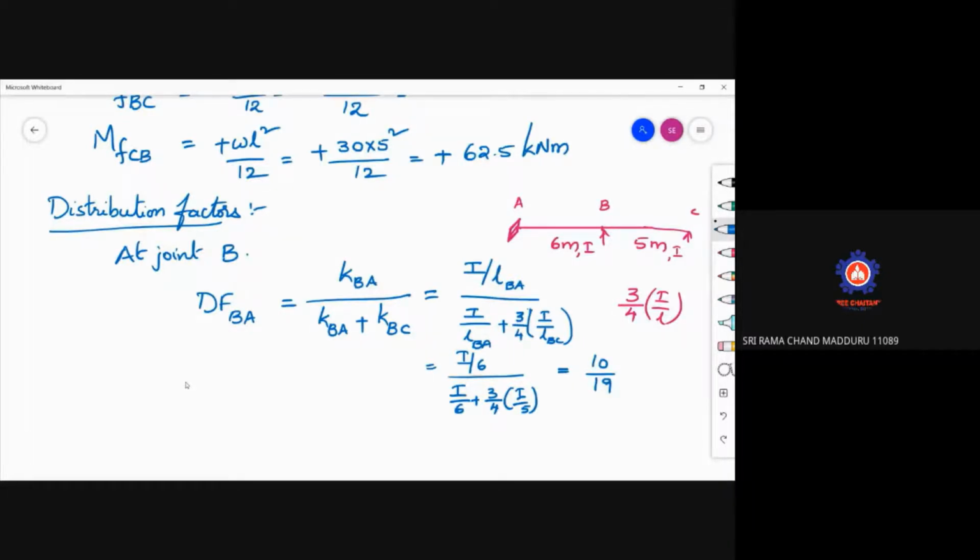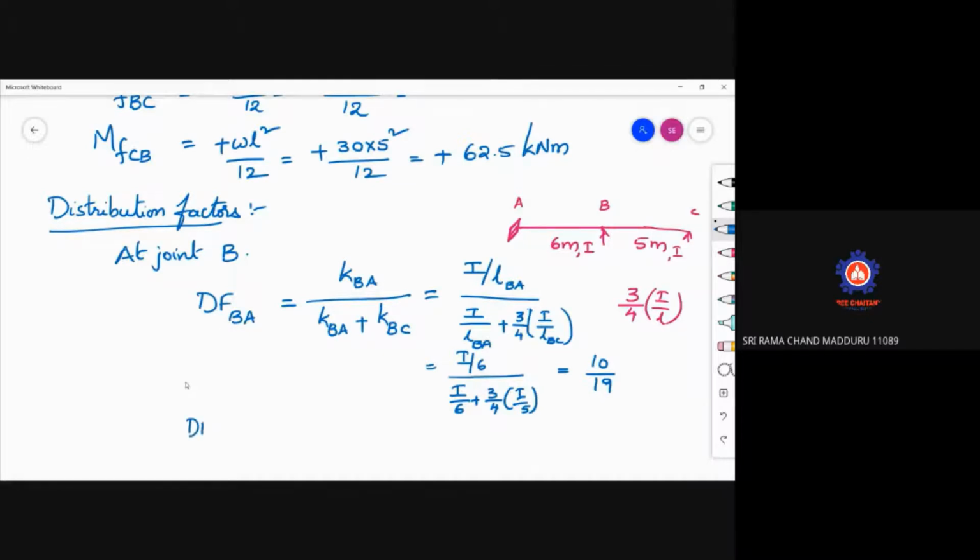Once again I am repeating, remember this: when the far end is hinged, the relative stiffness of the member reduces to 3/4 of I by L. It will not be considered as I by L, you need to multiply with 3/4. This is as per our theorem number 3. We have derived that in the previous classes. So this is 10 by 19.